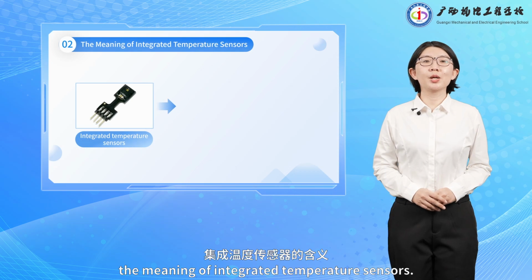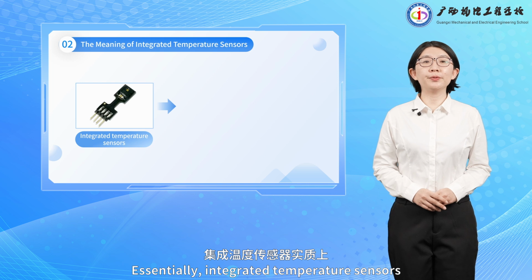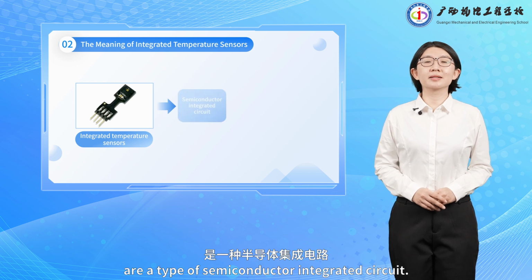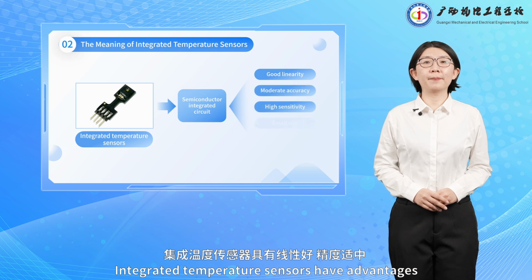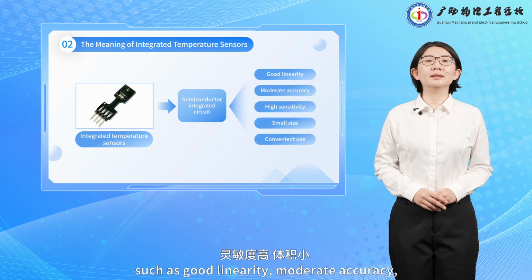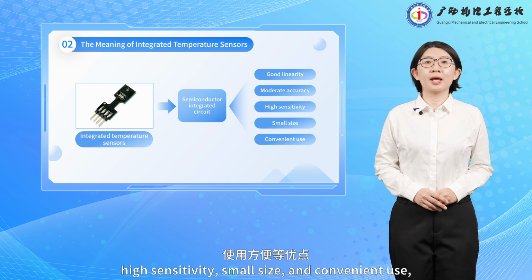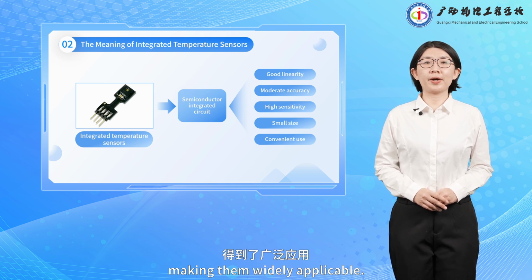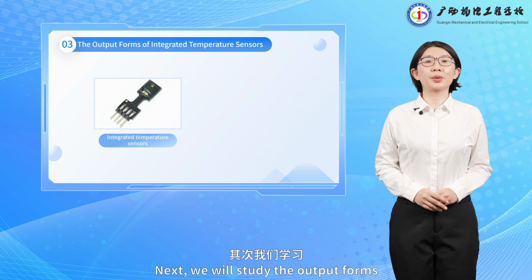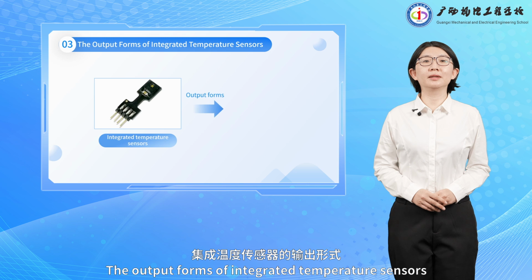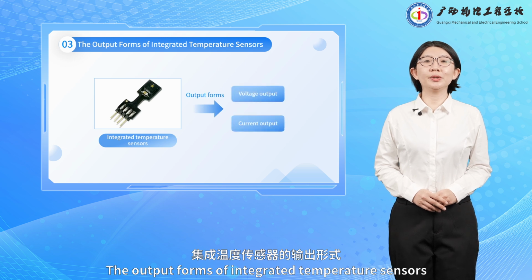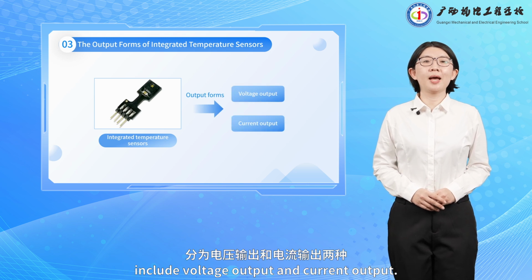First, we will learn the meaning of integrated temperature sensors. Essentially, integrated temperature sensors are a type of semiconductor integrated circuit. Integrated temperature sensors have advantages such as good linearity, moderate accuracy, high sensitivity, small size, and convenient use, making them widely applicable. Next, we will study the output forms of integrated temperature sensors. The output forms include voltage output and current output.